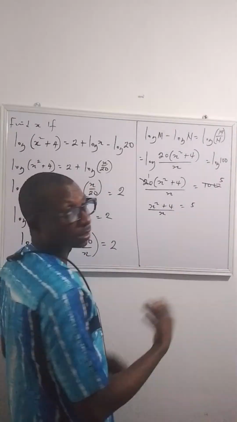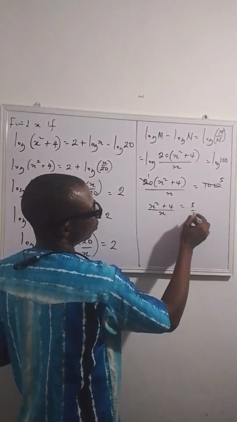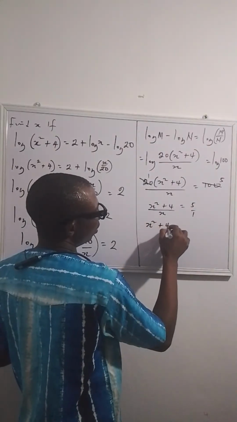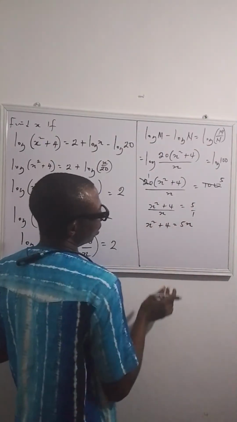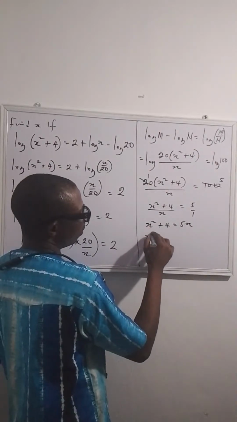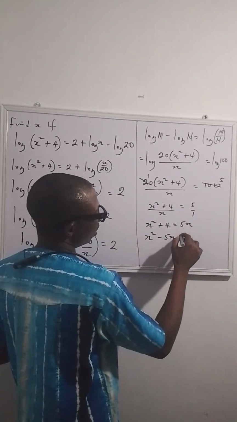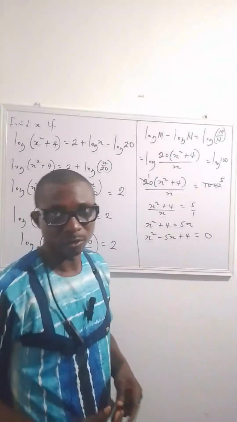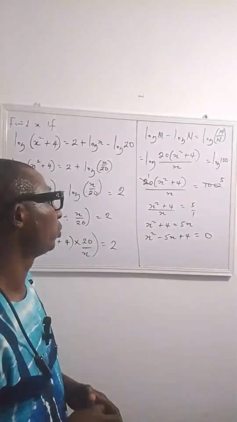So you can cross multiply now. Now this one is over 1. So 5 multiplies this. So you have x squared plus 4 equals 5x. So you can move this one to this side. We have x squared minus 5x plus 4 equals 0. Now this is a quadratic equation that you have to solve. So how do we do that?